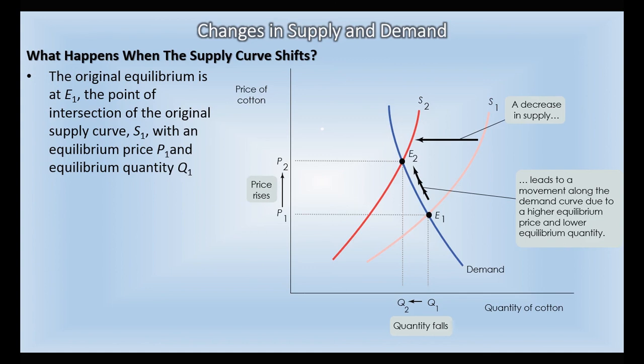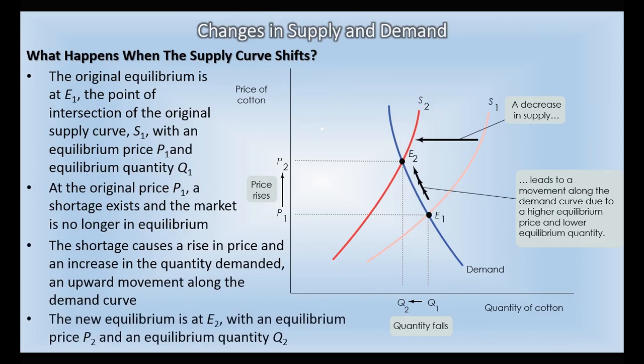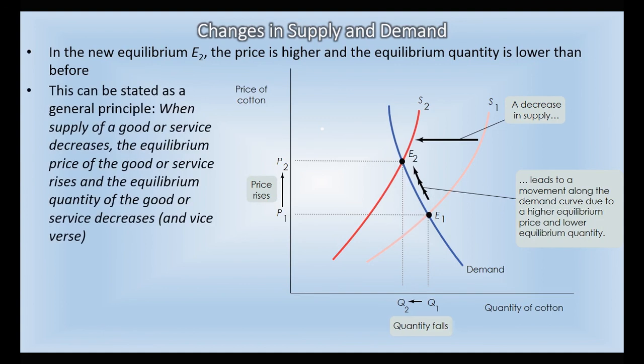And on the demand side, because we just moved up along the demand curve and quantity demanded went down, we say that quantity demanded decreased, right? We don't say that demand decreased, we say quantity demanded decreased, because we just moved up along the demand curve as the decrease in supply caused an increase in the price, which then caused quantity demanded to decrease. So at the original price, P1, a shortage exists in the market. The shortage causes a rise in the price. The new equilibrium price and equilibrium quantity are at this point here. In the new equilibrium, the price is higher and the equilibrium quantity is lower than before. This can be stated as a general principle. When the supply of a good or service decreases, the equilibrium price rises and the equilibrium quantity decreases.